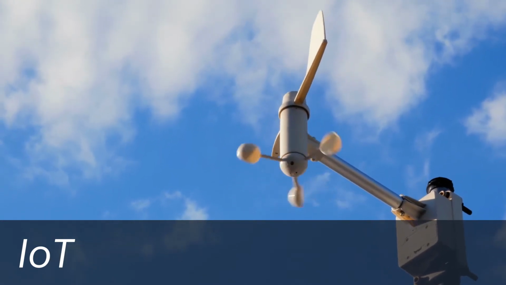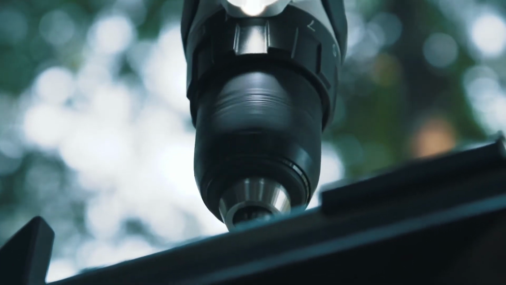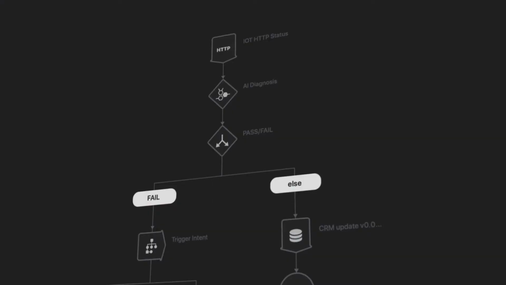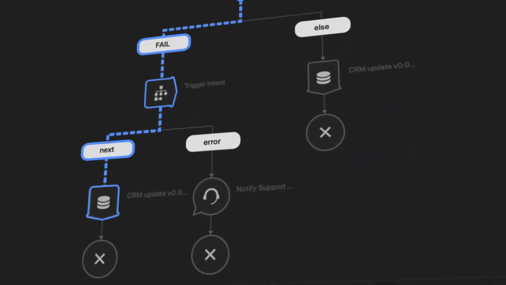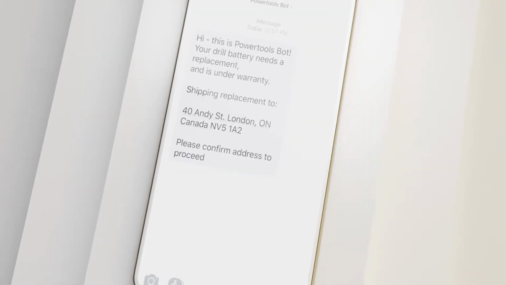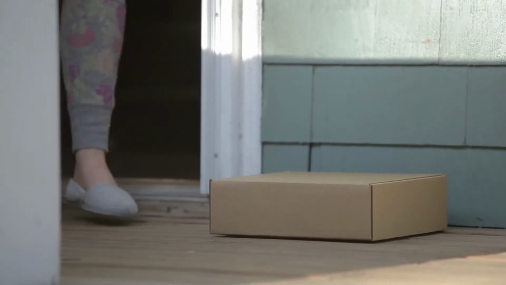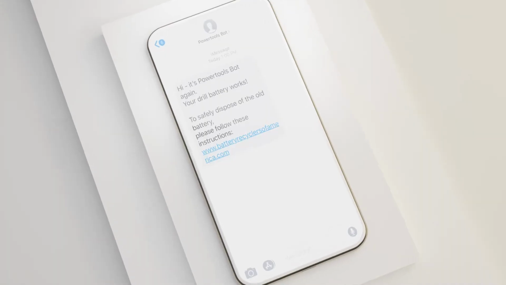For example, imagine a leading power tools company creating contact with a power drill so that it can signal to their bot if the drill can no longer hold a charge. Their bot then checks if the drill is under warranty and reaches out to the customer on their preferred channel, confirming that the new warranted battery is on its way. When the customer receives the new battery and connects it to the drill, their bot is triggered to reach out with instructions for safely returning the faulty battery.